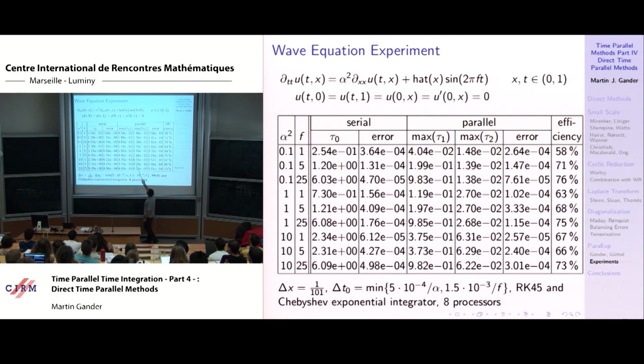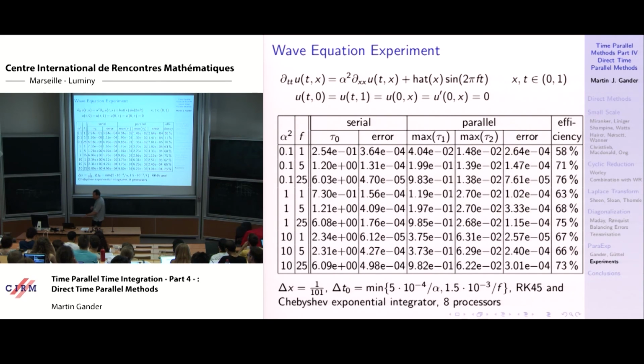And there are 2 columns. This one here is for the red problems. And it's the maximum time that any of these processors use to solve a red problem. And here is the time for the blue problems. And you see, even though the blue problem propagates over much, much longer time, because it's a rational Krylov method, it's very, very cheap. This cost does very little affect the main cost. And that's why you get very good efficiencies here.